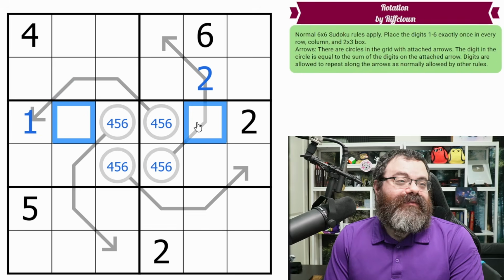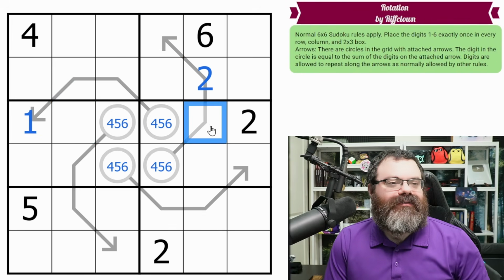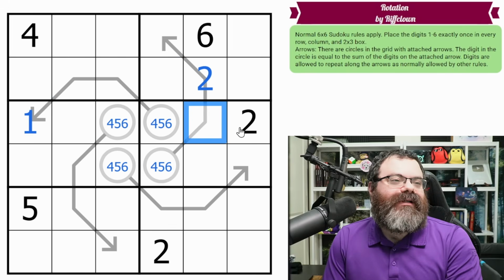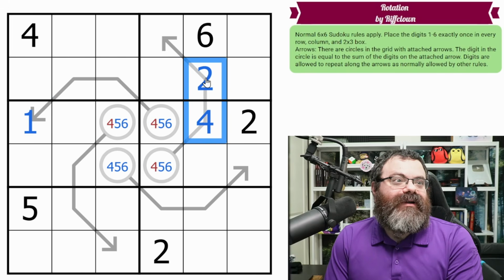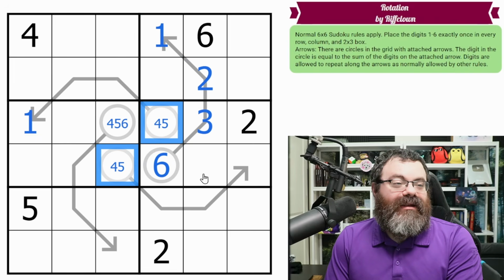And now one of these is a 3. If this was a 3, this would be 1, and this would be 6. In fact, it can't be 1 or 2. It also can't be a 4 because this is already 6. So it actually must be a 3, and that makes this a 1 and this a 6. So these two cannot be 6. So this is limited to 4 or 5.